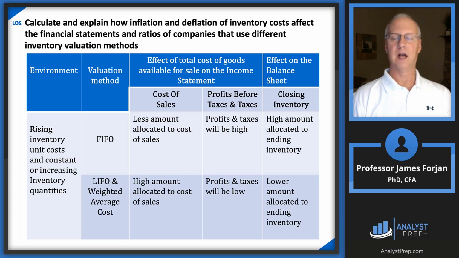And then the next slide indicates that under rising inventory unit costs, so if the price of our inputs are going up over time, then FIFO will result in higher profits and higher tax liabilities, and LIFO will result in lower profits and lower tax liabilities.